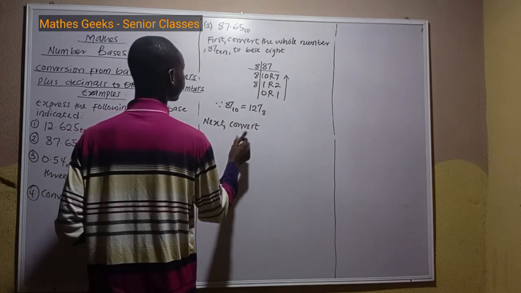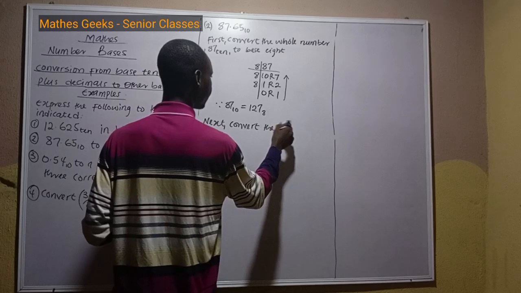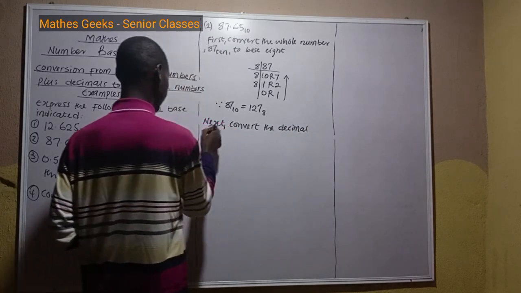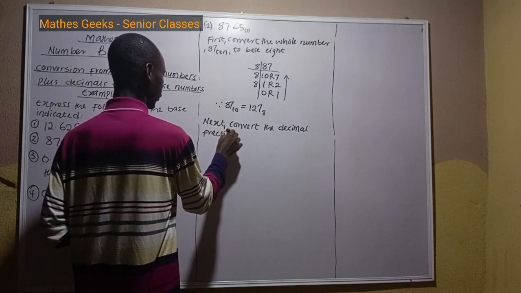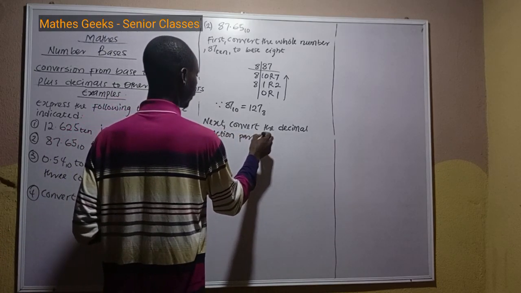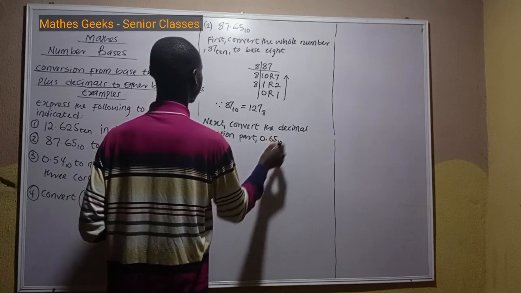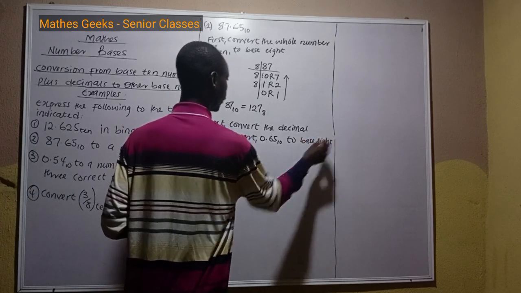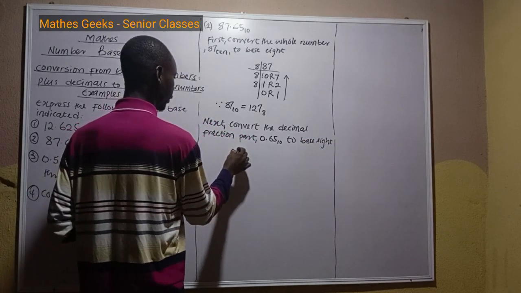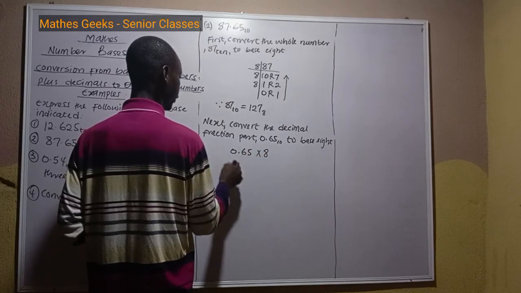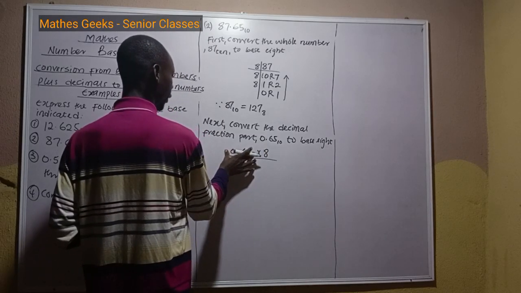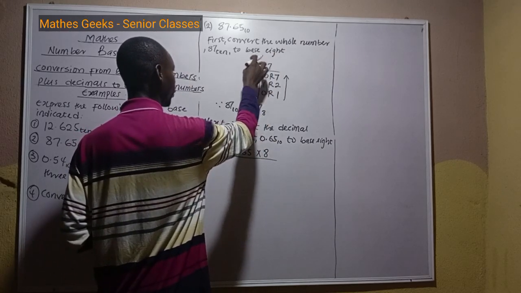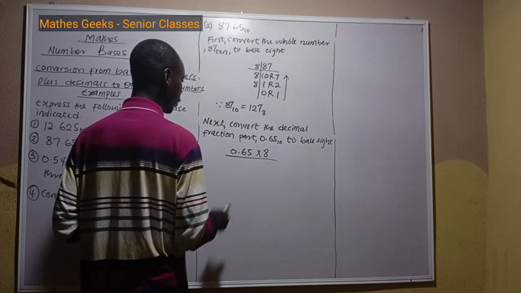So next, convert the decimal fraction part, 0.65 base 10, to base 8. So this becomes 0.65 times 8. The fractional part is always multiplied by the base you are converting to, while the whole number part is divided by the base we are converting to. So let's go.